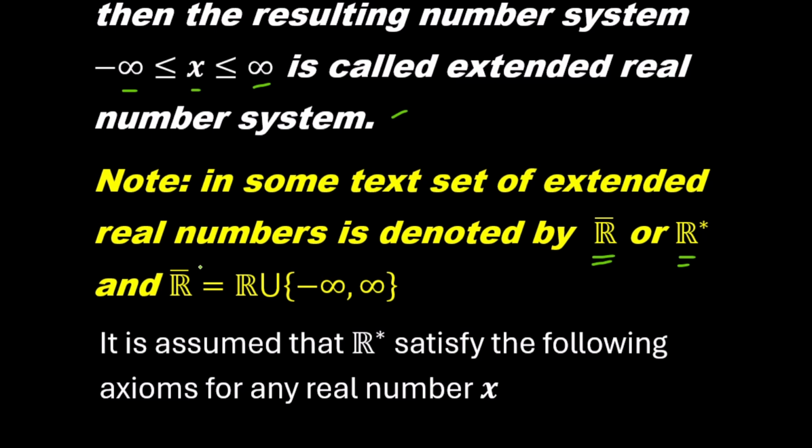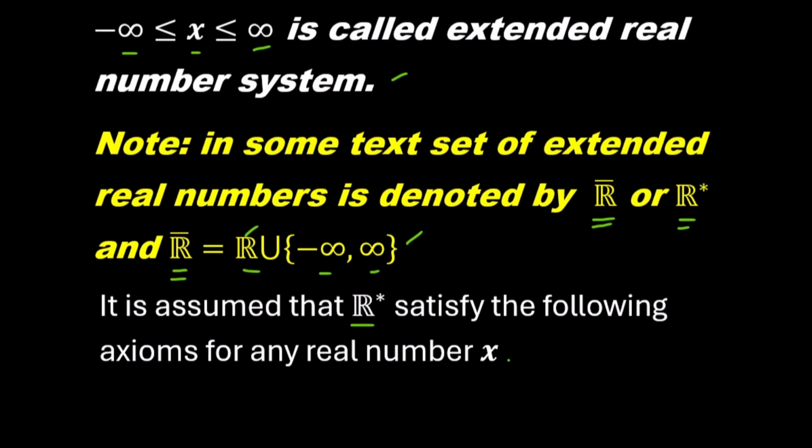Thus, the extended real number system is actually the union of two disjoint sets. First is the set of real numbers, and the second is the set of two symbols minus infinity and plus infinity. It is assumed that R star satisfies the following axioms for any real number x. Further, I am writing here some important axioms or properties of the extended real number system that are satisfied for any real number x.